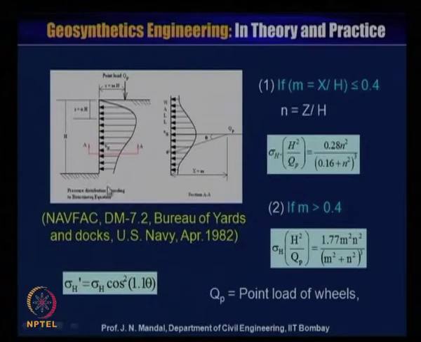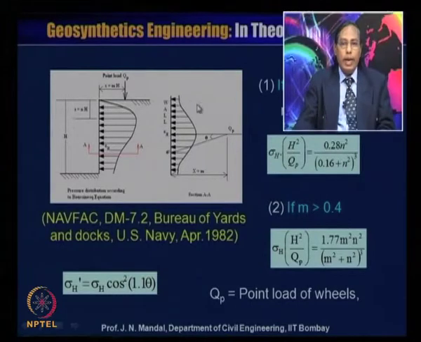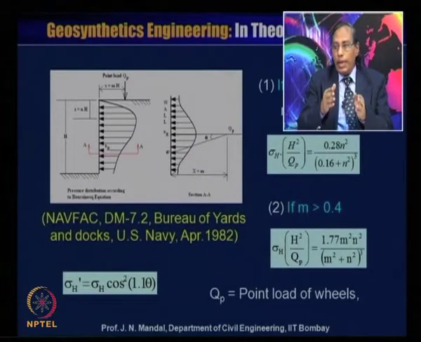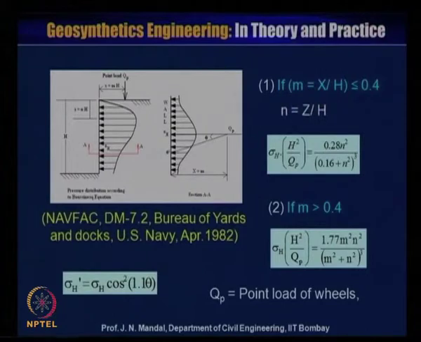And now it depends upon the value of m. First, you know that m is equal to x by h, and it should be less than or equal to 0.4. If it is less than or equal to 0.4, you calculate the n value, which is equal to z by h. If the m value x by h is less than or equal to 0.4, then you adopt this equation, that is sigma h into h square by Qp is equal to 0.28 n square divided by (0.16 plus n square) whole to the power 3.